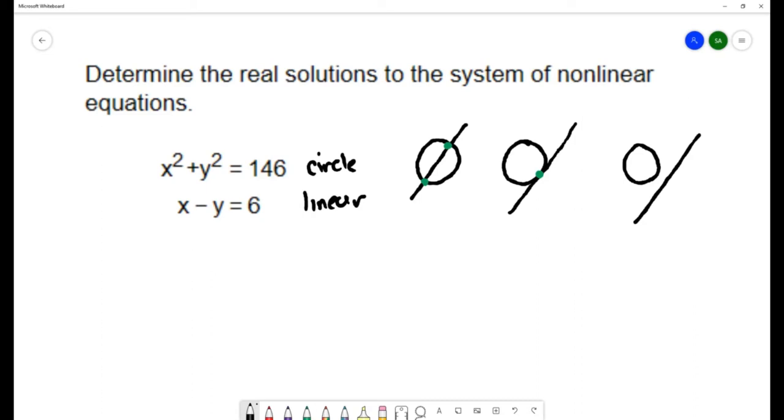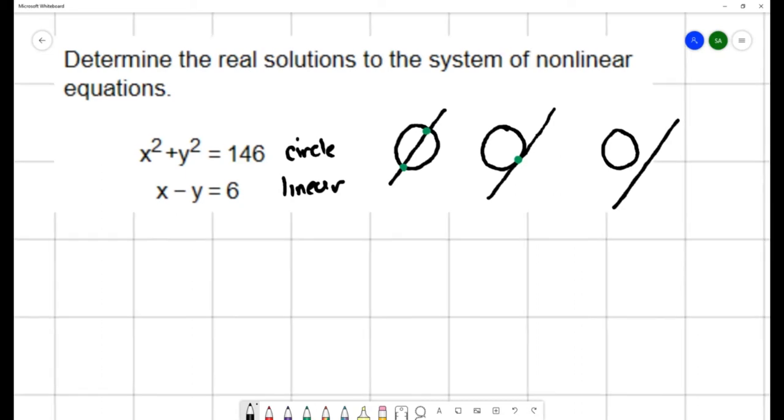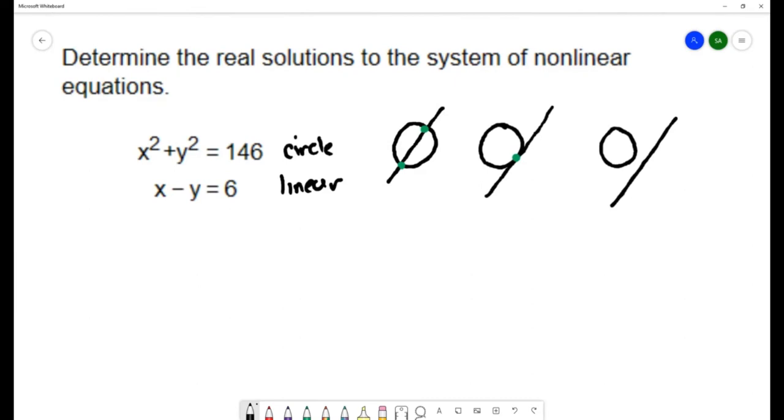So then I'm going to decide which method I'm going to use to solve the system. Now, looking at these two equations, I can see that the x terms are not like terms because we have an x squared and an x, and the y terms are also not like terms because I have a y squared and a y. So I'm not going to use the elimination method for this example.